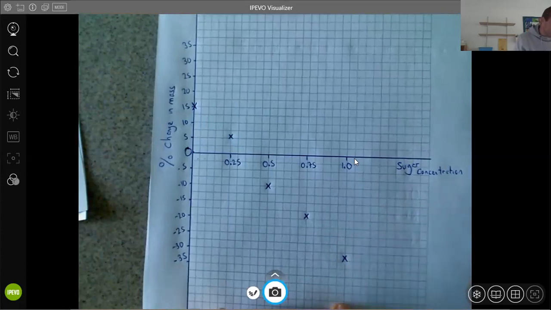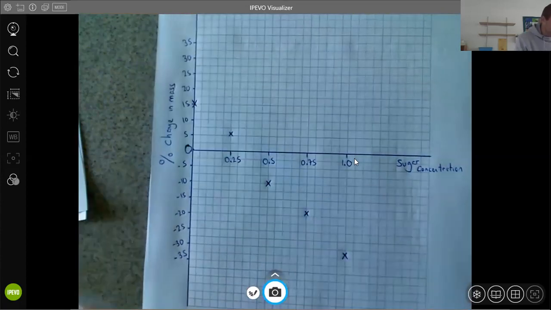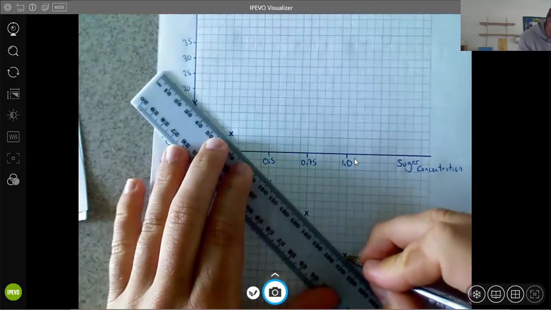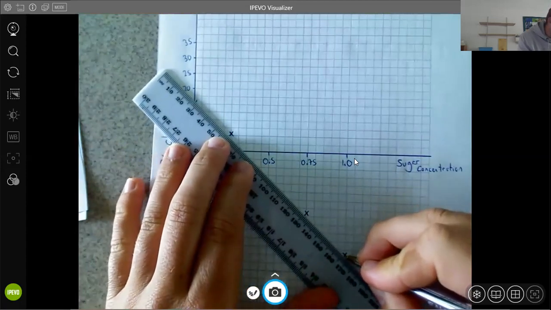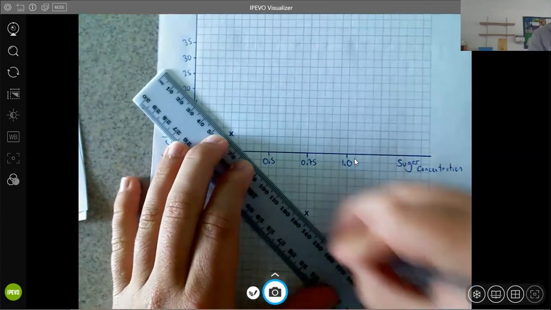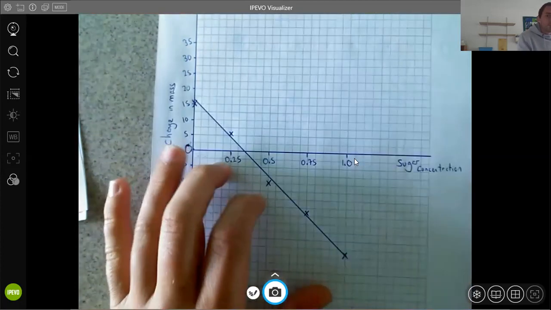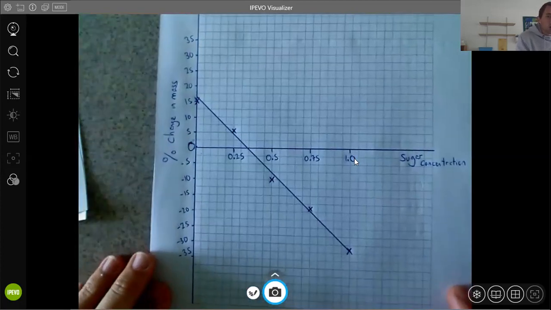Now you should see that these results give us a lovely line of best fit, which will be drawn with a ruler, and that'll be a straight line of best fit. Now notice it's using a ruler, it's not dot to dot, and you just draw it straight through like that. And this is what your graph will look like.